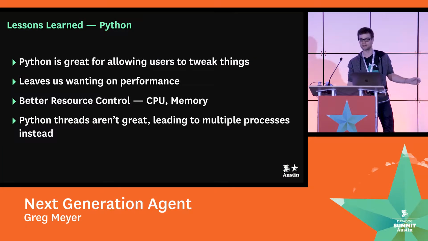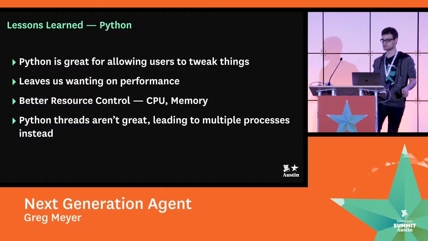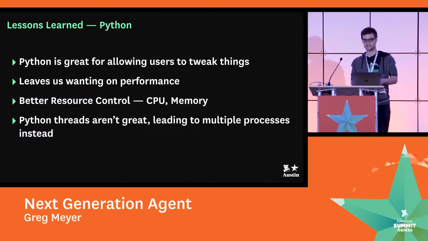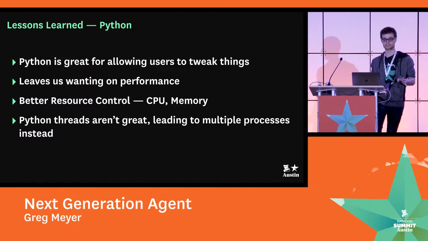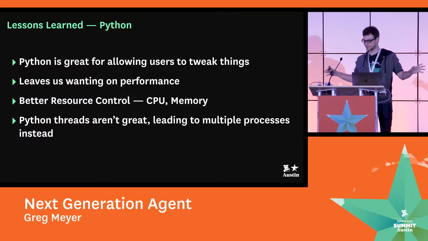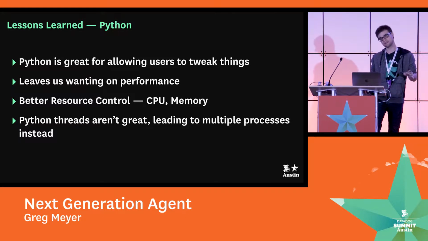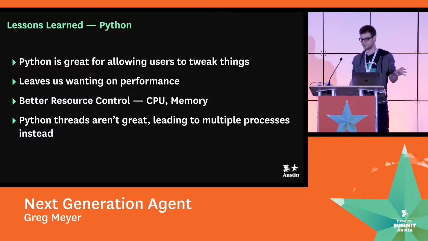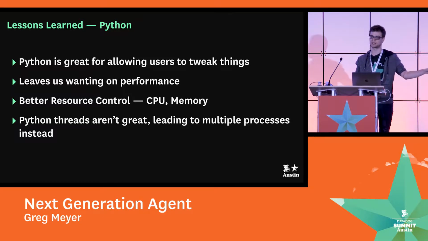We've learned that Python is a pretty great language for allowing users to extend the agent and experiment and tweak things and write their own checks. But it leaves us wanting on performance. It does not have very fine-grained resource control. And Python threads are not that great, and that leads us to run 3 different processes for the agent.